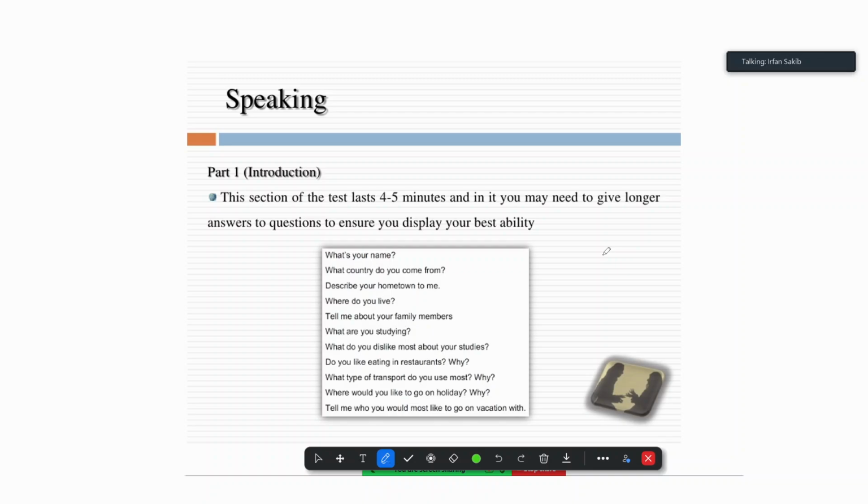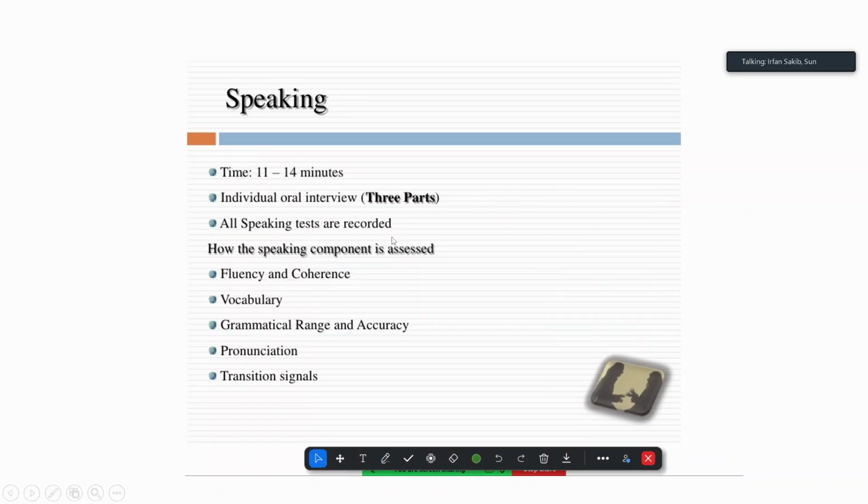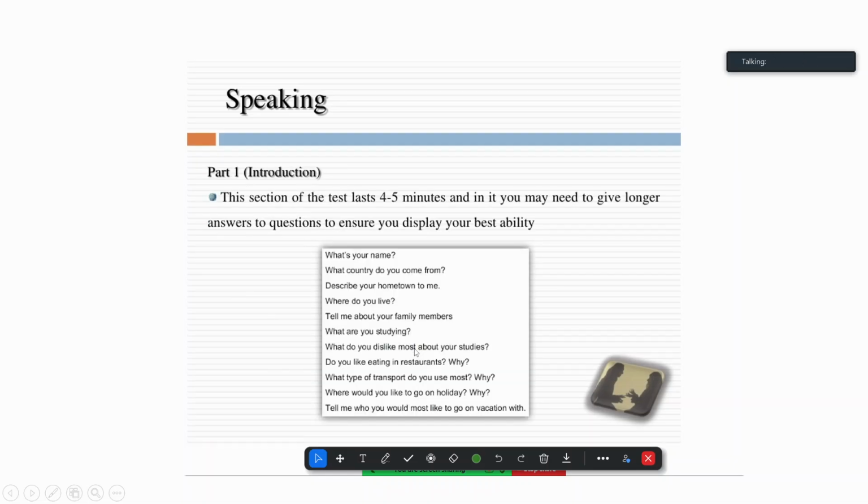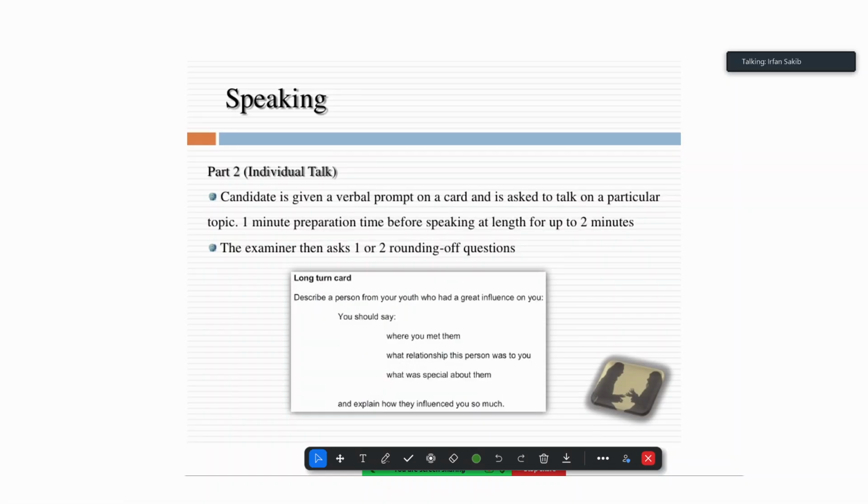And in IELTS, there are actually two examiners, one who is taking your exam, and the total exam is recorded as it was mentioned in the previous slide. All speaking tests are recorded. So the recorded one will go to the other examiner, and their scores, the average score, will be your final score.